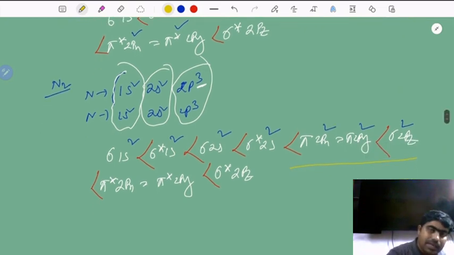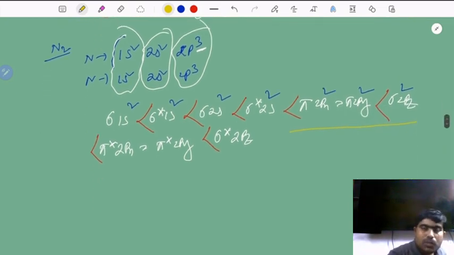Okay, clear? So this is actually the MO configuration and the MO theory of diatomic molecules having the same nucleus. Here the nucleus is the same, so they are called diatomic homonuclear molecules. Understand? Okay.